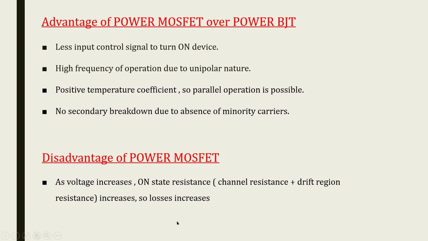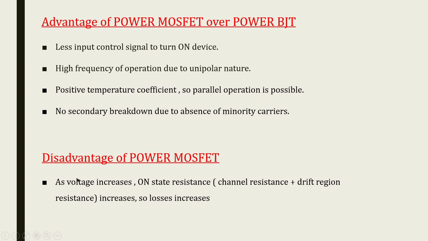Okay, and also here there is no secondary breakdown due to absence of minority carriers. In BJT there will be a secondary breakdown. Here only majority carriers are there, because of that secondary breakdown can be avoided in the case of power MOSFET. So these are the major four advantages of power MOSFET over power BJT.